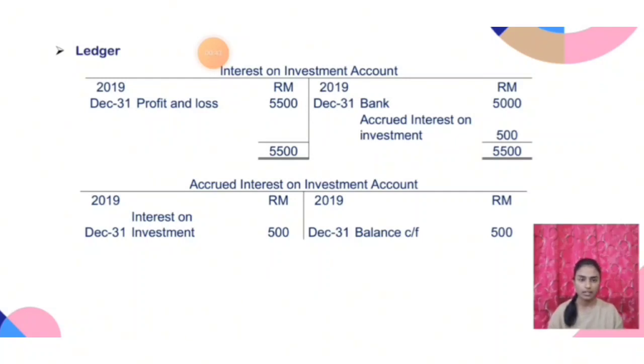So the next account is accrued interest on investment account. We have to debit the interest on investment account 500 because accrued interest on investment is a type of asset. So if an asset increases, we will record it in the debit side. So 500 we will debit the interest on investment account, then balance it off. The balancing amount will go to the statement of financial position.